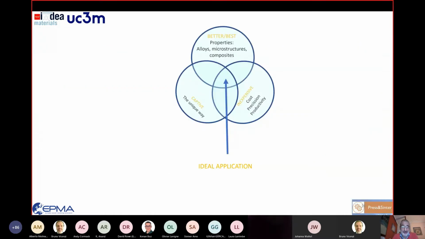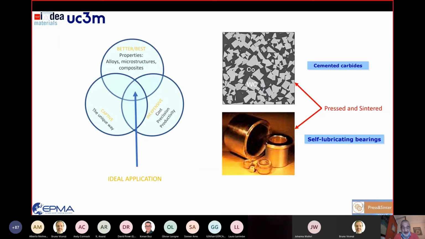So if we combine these three fields of applications, the ideal applications should fulfill, first, a good price. Second, sometimes it's the unique way to do it, and sometimes we can get better properties than can be obtained by other alternatives. In this case, we can find by press and sintering two typical applications in which we fulfill the three fields of applications. One case is the cemented carbides, the hard metals, and the other case is the self-lubricating bearings. In those cases, by press and sintering, we can get optimal properties.